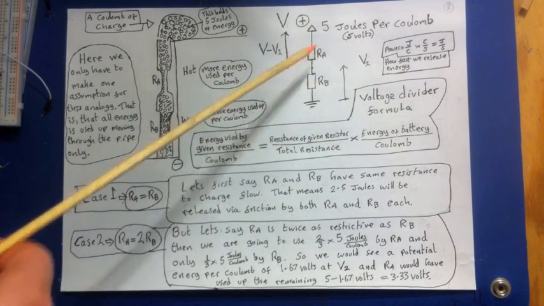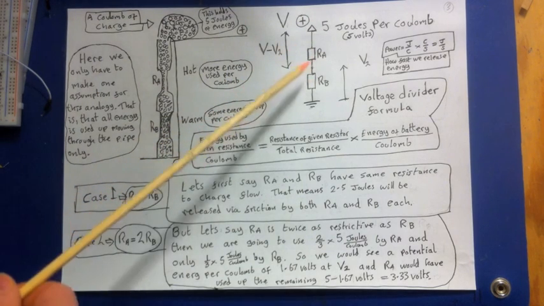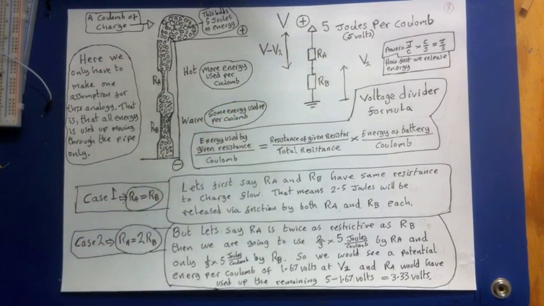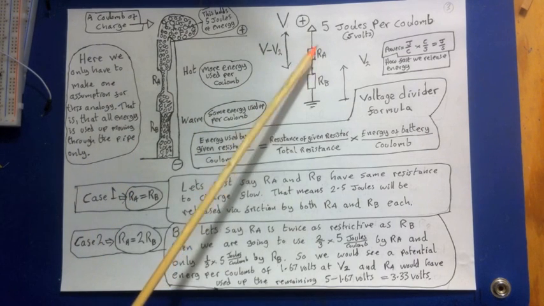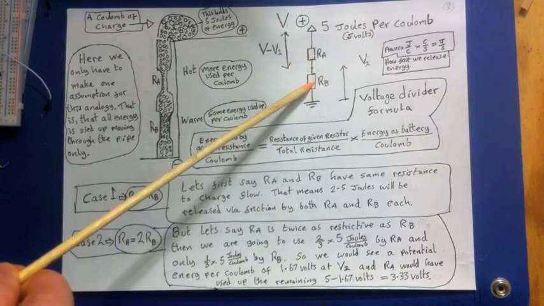And again, if this is just 1 ohm and that's 1 ohm, you get a massive current, so the things will probably catch fire. But if that's 100 ohms and that's 100 ohms, then it won't catch fire. You'll have a lower current or charge flow, if you like. So that's what that means. So when they're the same, the 5 joules will be broken up equally.